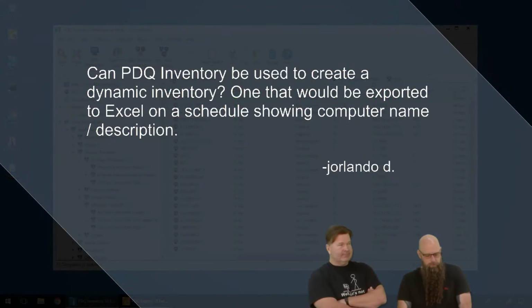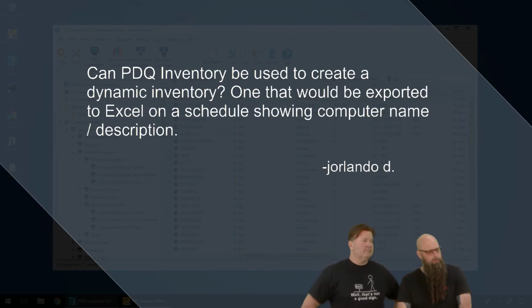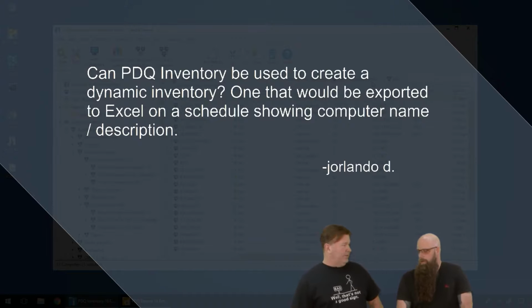Are there any more questions? Absolutely. Dear Shane and Lex, can PDQ Inventory be used to create a dynamic inventory, one that would be exported to Excel on a schedule showing computer name and description? Thanks, Orlando D. A dynamic inventory. It sounds to me like you're probably going to want to use the auto report function. Is that how you're reading that, Colby? Yes, it is. One thing that might help is a feature we added in Inventory 16, where you can now have auto reports overwrite existing auto reports. So you could pump out a CSV file that you could then read.